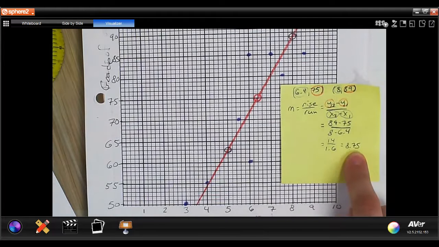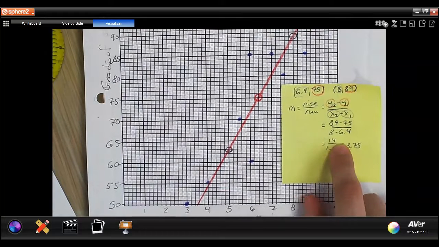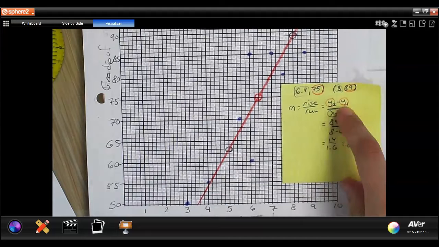So my slope is not a perfect number. It's got a decimal, right? It's a fraction, which is fine. There's nothing wrong with that. So when we think about, well, what does that slope mean? Well, that was 14 over 1.6, right? 14 what? Well, 14 y's. Okay, what are the y's? Are they dogs? Are they kittens?